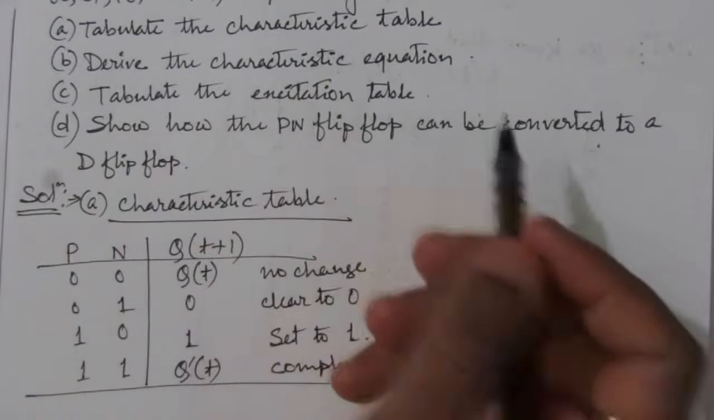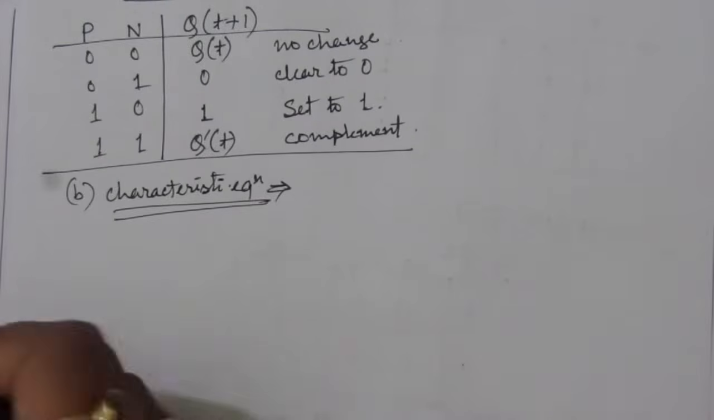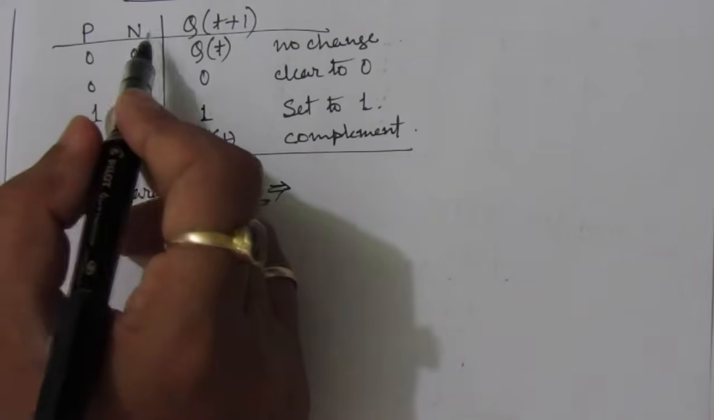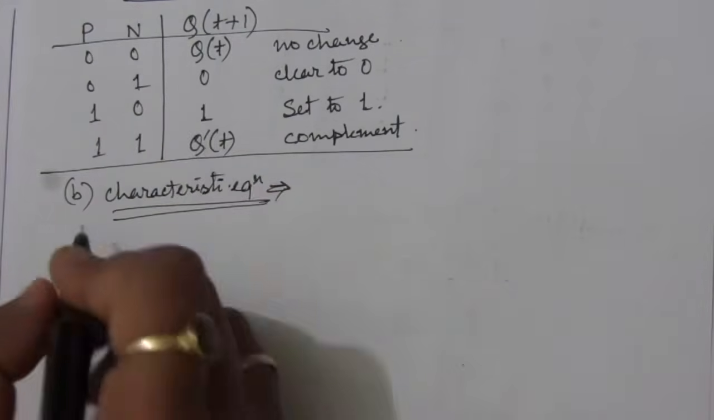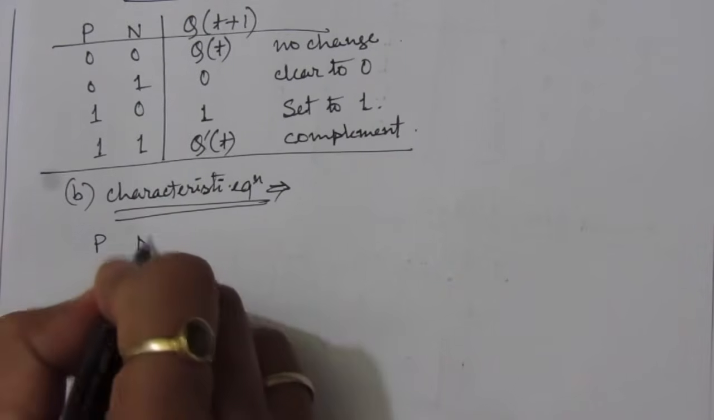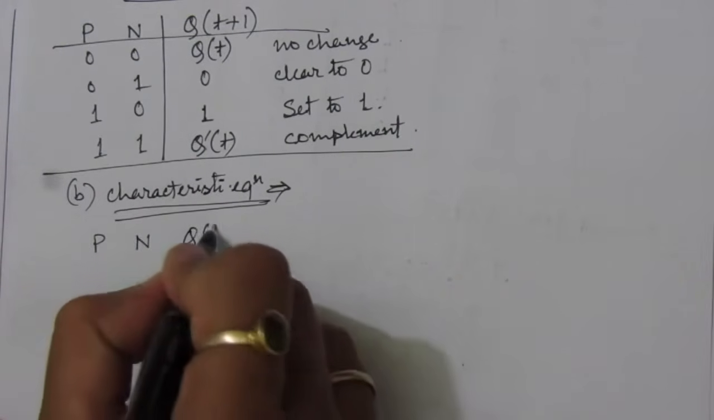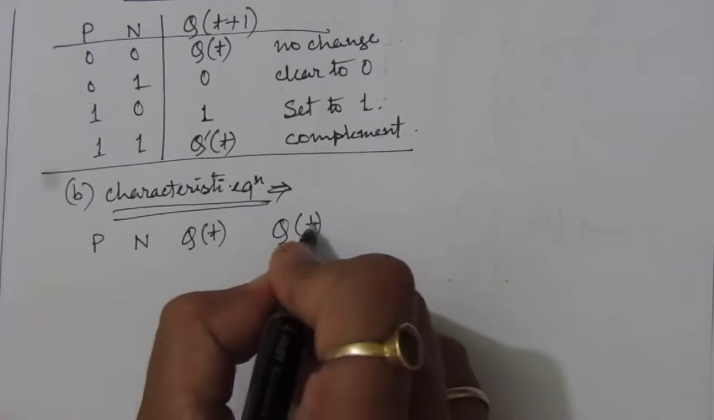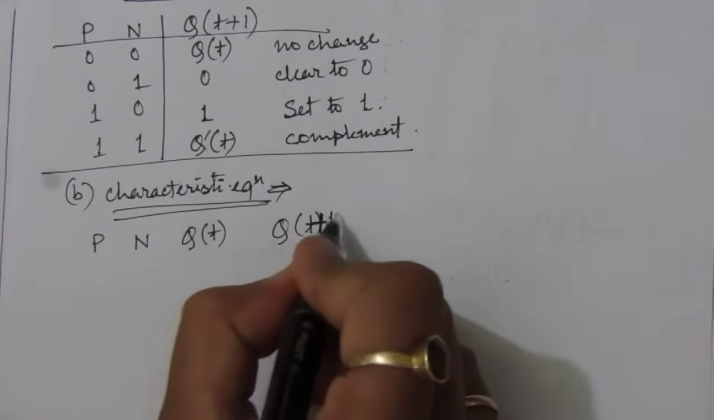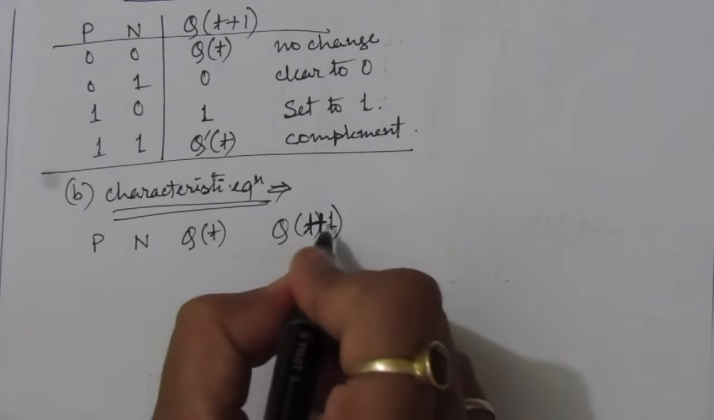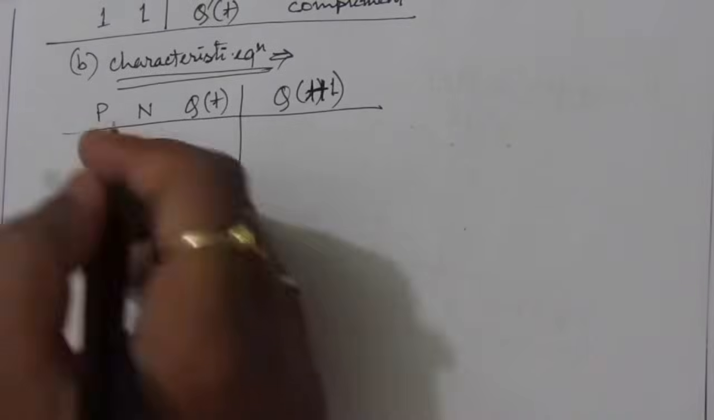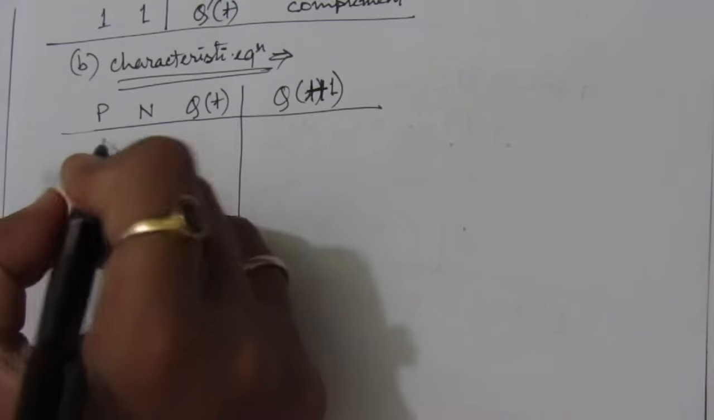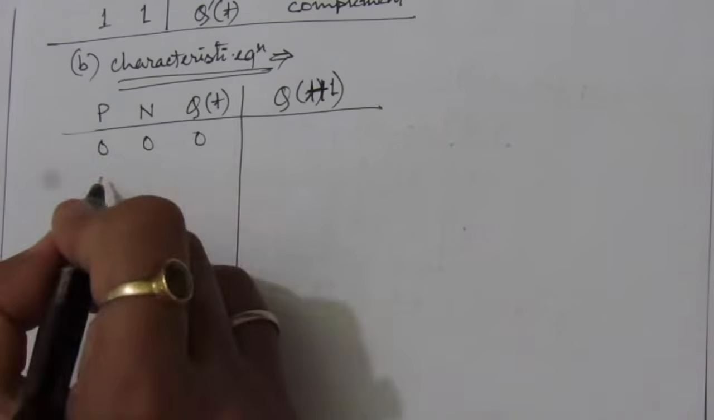Now we have to derive the characteristic equation. For finding the characteristic equation, we again make a table with the inputs P and N and the present state output Q of T, and we have to find Q of T plus 1. So assuming these are the inputs, we have to find the next state output, Q of T plus 1. We'll have 8 combinations, 0 0 0.